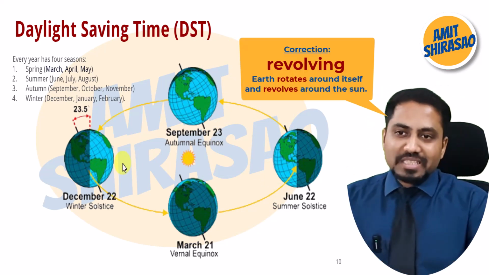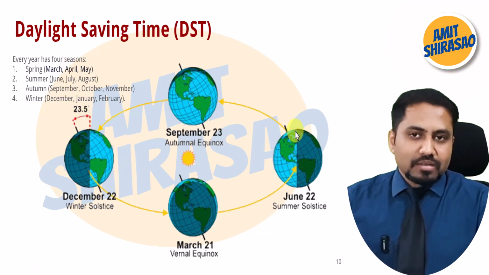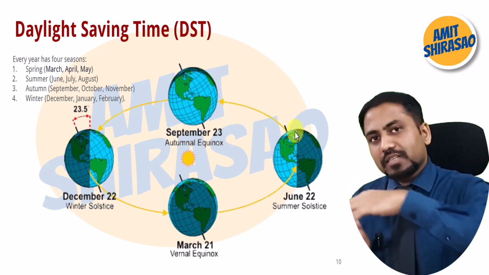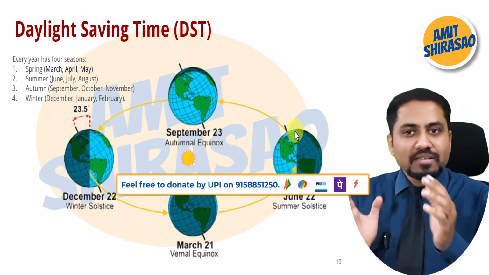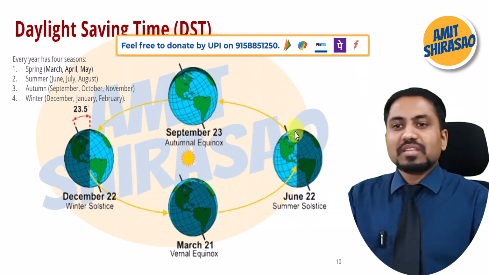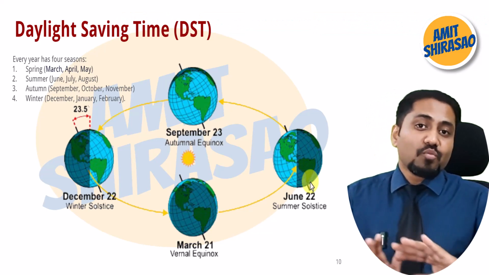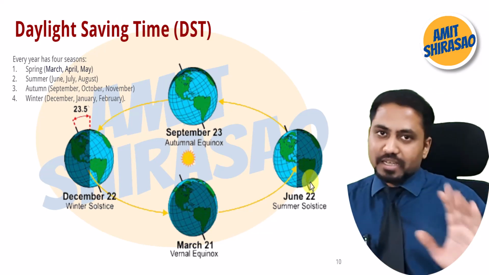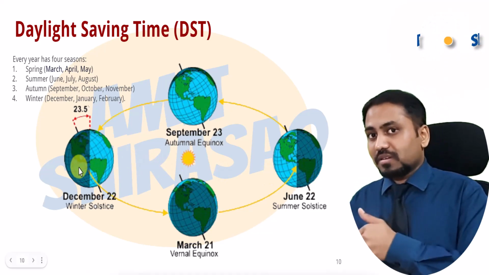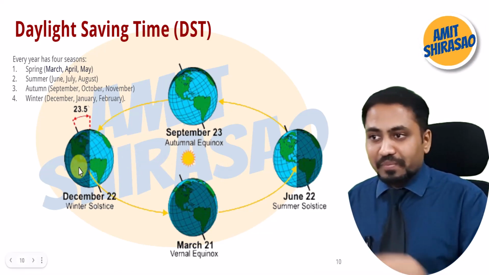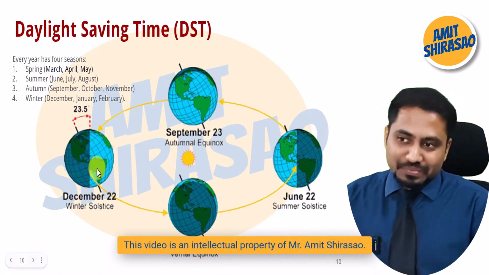Okay, so you will see that during the summer the northern hemisphere is tilted towards the sun. That's why daytime will be more and nighttime will be less in the northern hemisphere. But the southern hemisphere, on the other hand, will have more nighttime and less daytime. Similarly, during the northern hemisphere's winter, there is summer in the southern hemisphere.